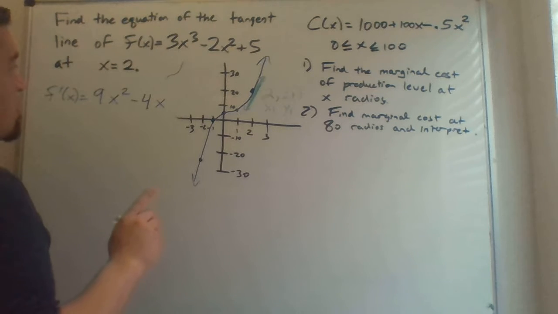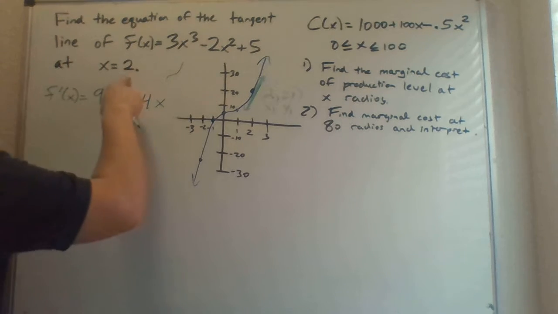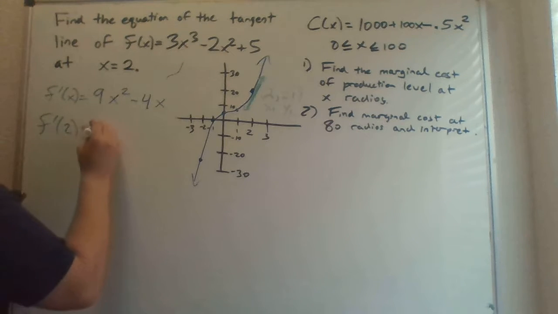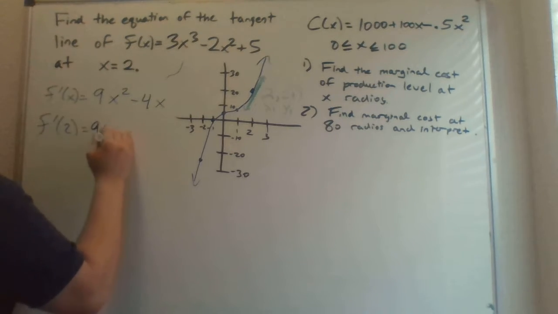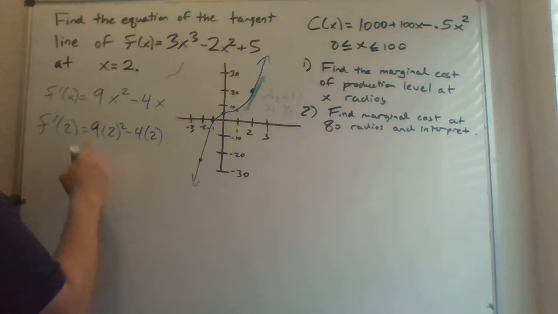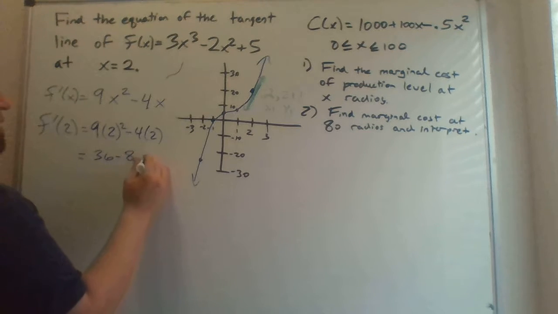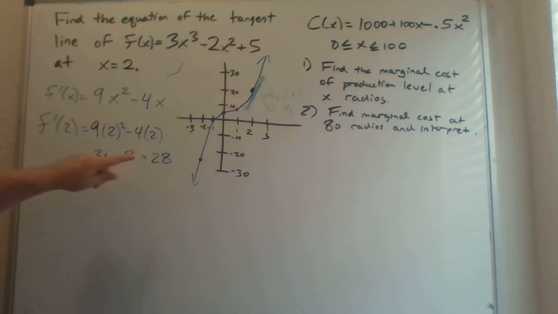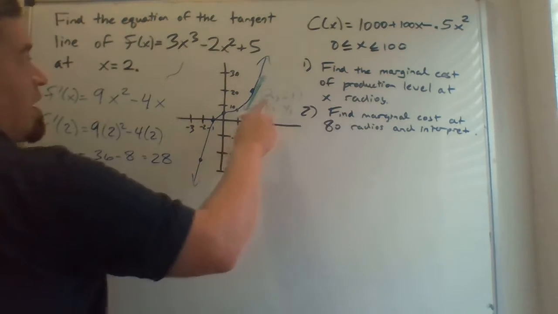But not only do I want my derivative, I want the slope when x equals 2. So what am I going to have to do? You're going to plug in 2 into the derivative function and solve. And that should give us our slope. So this is 9 times 4, that's 36, minus 8, that's 28. So we have our slope at 2, we have our coordinate at 2.